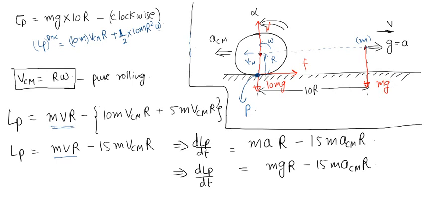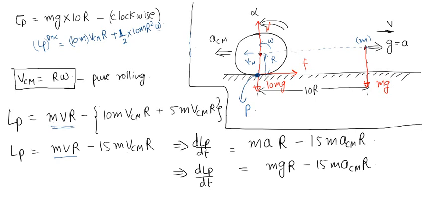So the angular momentum of the entire system about point P will be the angular momentum of the particle about point P, which is m VCM into r. This is clockwise, and the angular momentum of the entire disk will be anti-clockwise. So it will be 10m VCM into r plus 5m VCM into r, which is basically the angular momentum of the entire disk about point P. So this will give us LP is equal to MVR minus 10 plus 5, which is 15, minus 15 MVCM into R.